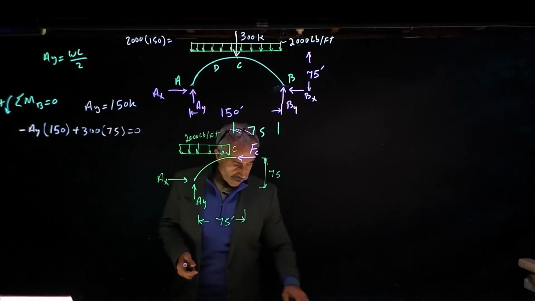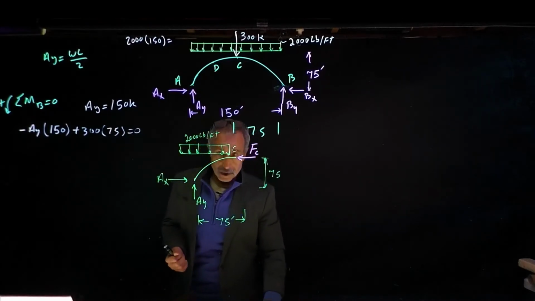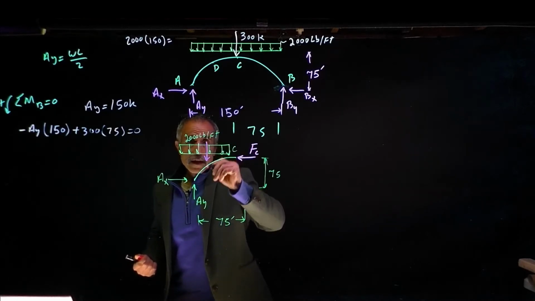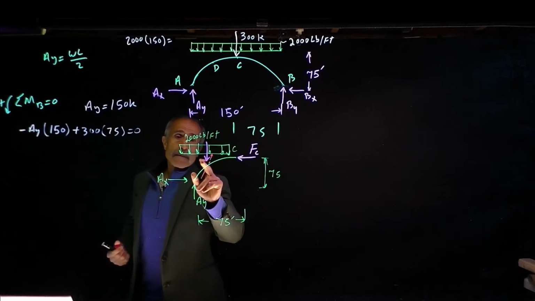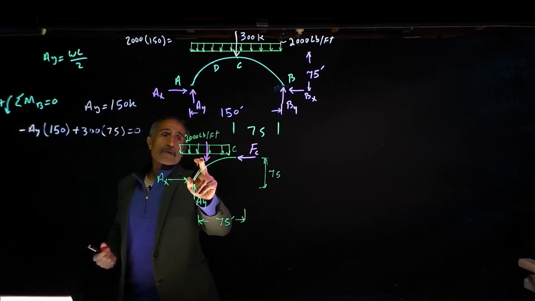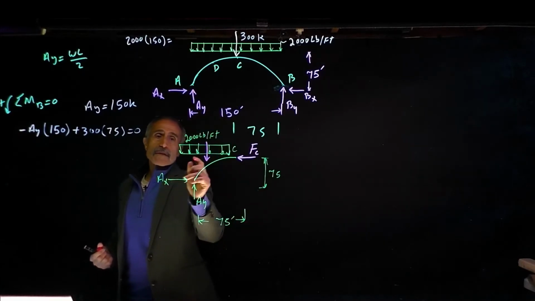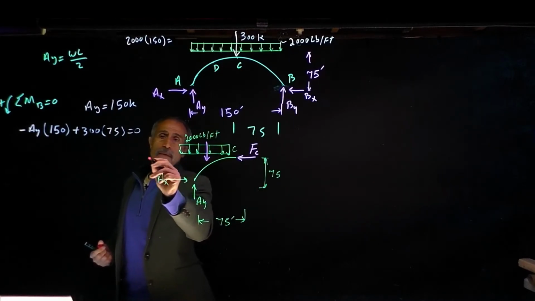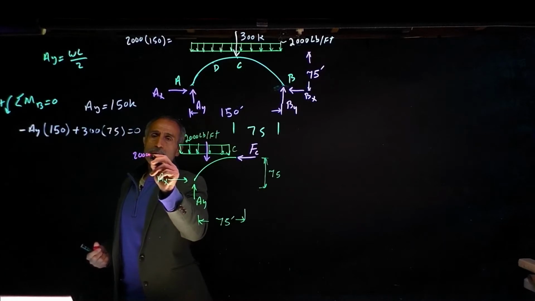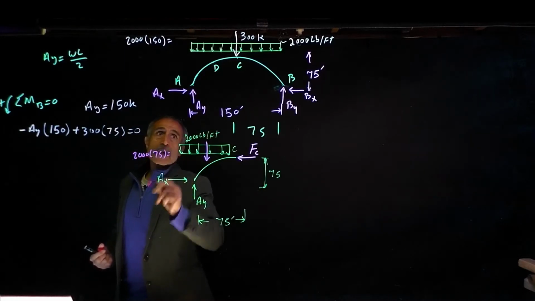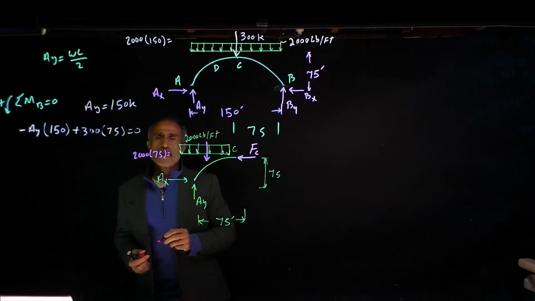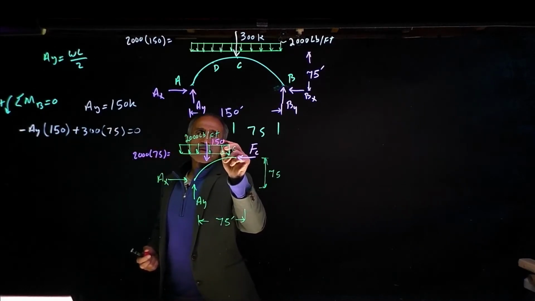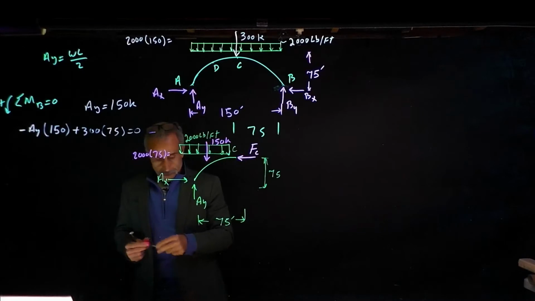And so the concentrated version of that is going to be right here in the middle. And the magnitude is going to be 2,000 times 75, and that should come out to 150 kip. So this is 150 kip right there.